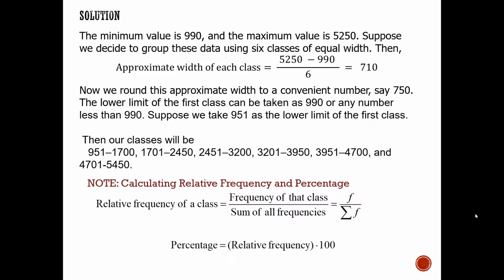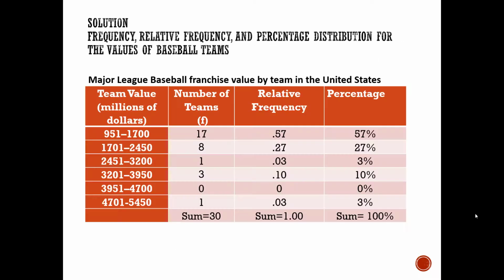Make sure that you try to do this on your own before you go to the next slide. But I'm going to go on here and show you the filled-in chart. I found there were 17 teams in that lowest category. There's a relative frequency of 0.57. That means 57% of my teams fell into that lowest category. Let's look at my next categories. There were only 27% that fell into the second category, and even less, 3% in the third. 10% go into the fourth category. Nobody was in the fifth category.